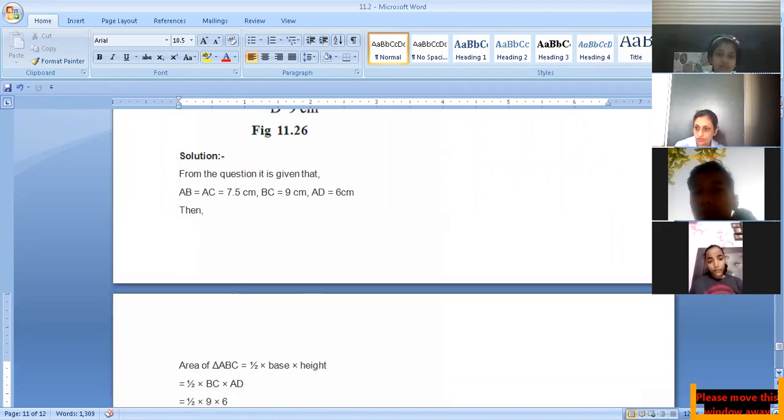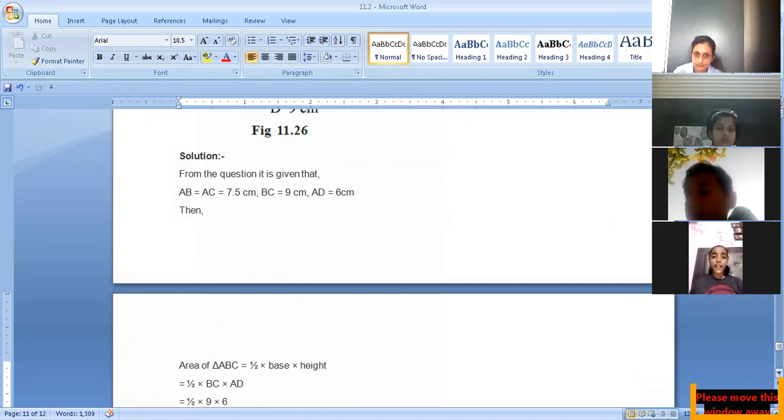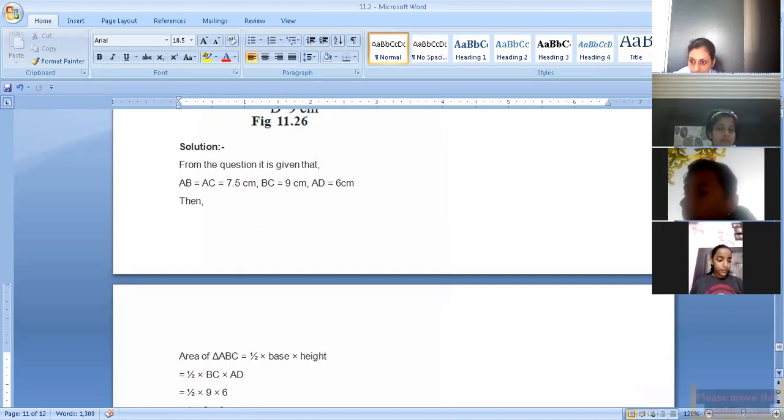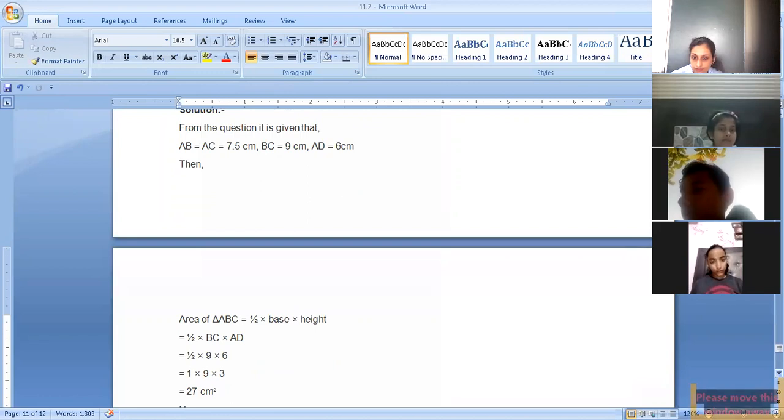So what will you be getting after solving this? Ma'am, 27 centimeter square. That's right. 27 centimeter square is the right answer. Absolutely right. When you are multiplying half into 9 multiplied by 6, you are getting 27 centimeters square. That's right. Now what are we going to do?